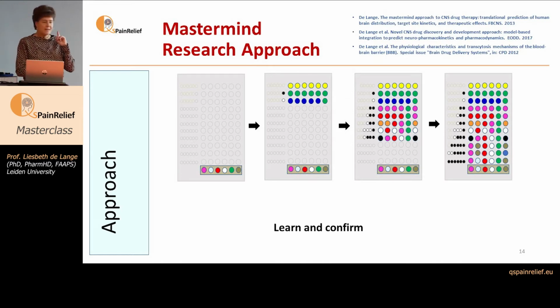Okay, so it indicates that we should not focus on one aspect, but we should investigate things together in order to really understand what is happening. So that is the reason why I use the allegory of the mastermind research approach.